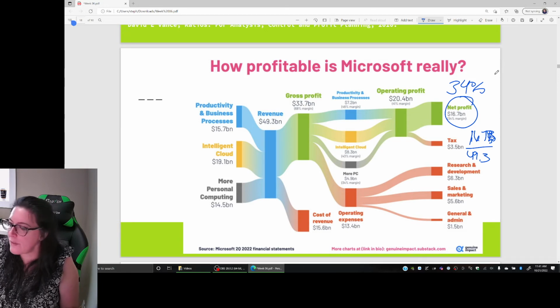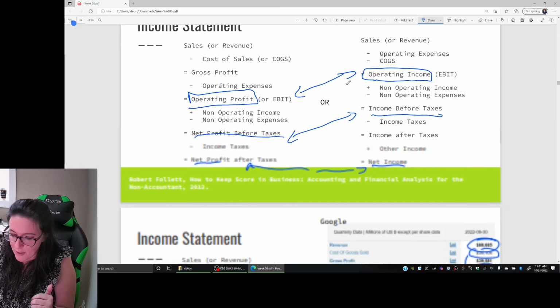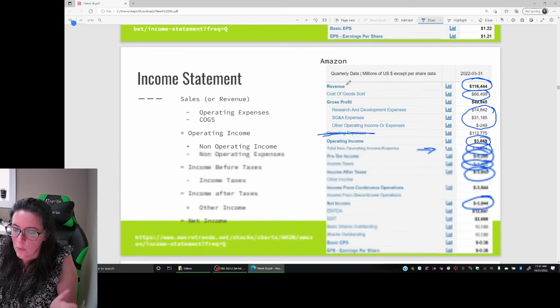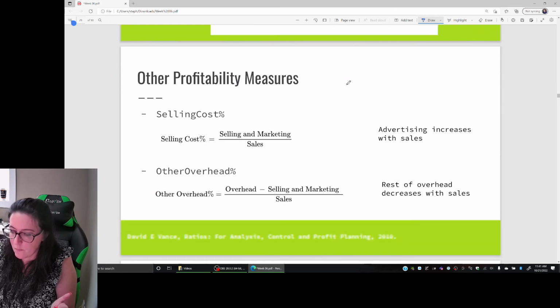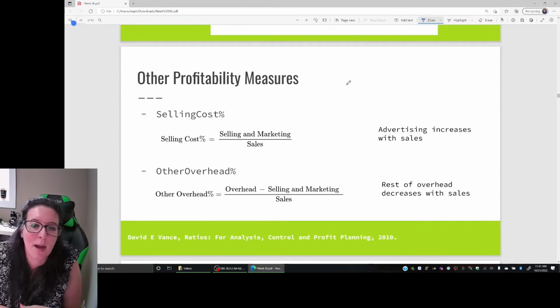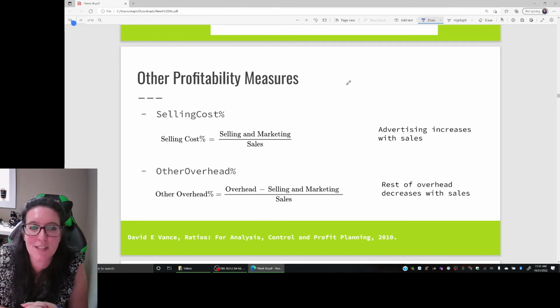Before we leave the idea of profitability, I'm just going to go back to the slides I left off. Let's look at two more calculations here. There are some other profitability measures you might want to look at for your organization. One is selling cost percentage. This looks at the cost of marketing and sales versus the revenue you make.